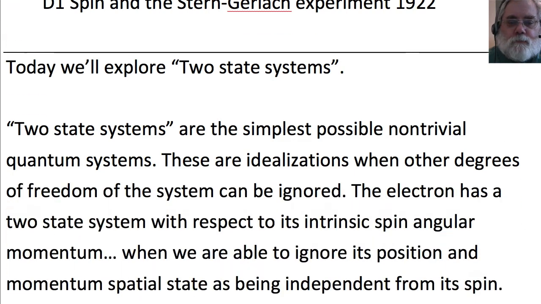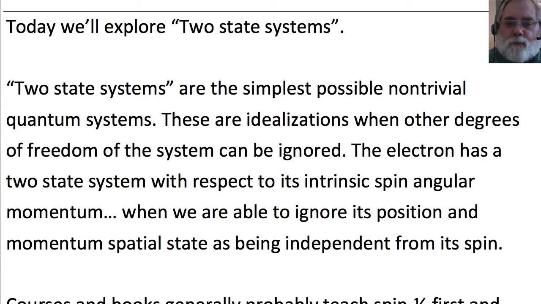Two-state systems are the simplest possible non-trivial quantum systems. These are idealizations when other degrees of freedom of the system can be ignored. The electron has a two-state system with respect to its intrinsic spin angular momentum when we're able to ignore its position and momentum spatial state as being independent from its spin.